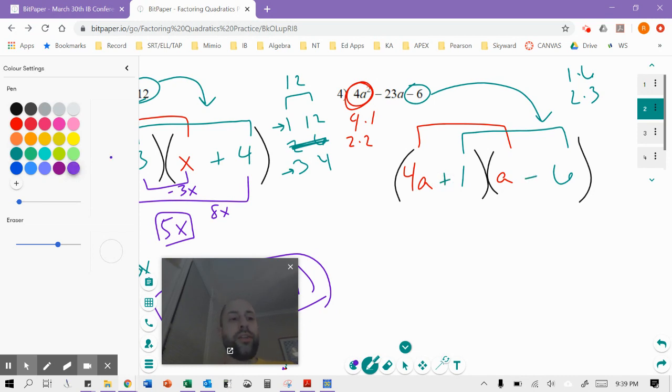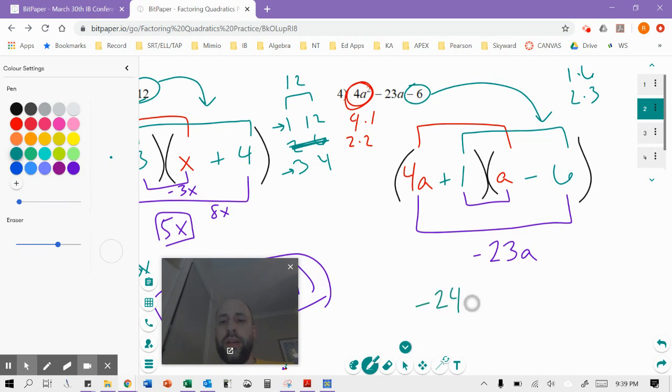So now I need to check the middle term, okay? And that middle term has to add up to negative 23a. Okay, so if I check it, I end up with negative 24a plus a. Ooh, equals negative 23a. Right there. That's it. That's quick. Sometimes we get lucky, or again, the more you do this, the more practice you get, the better of a feel you get for this.